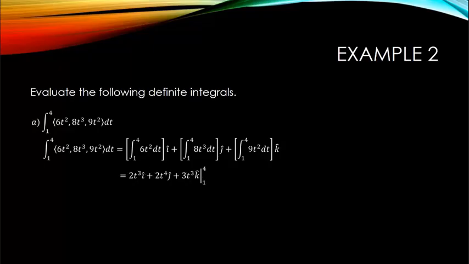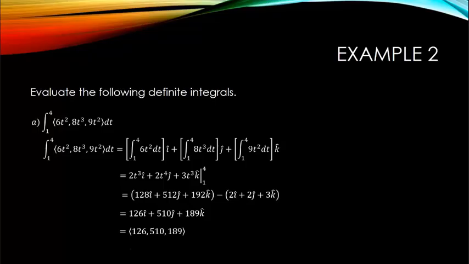Doing that integration piece by piece, I get 2t cubed i hat plus 2t to the 4th j hat plus 3t cubed k hat evaluated from 1 to 4. I plug in the limits of integration. I get 128 i hat plus 512 j hat plus 192 k hat minus the quantity 2 i hat plus 2 j hat plus 3 k hat. I combine like terms and I get the vector 126 i hat plus 510 j hat plus 189 k hat, and in component form gives me the component vector 126, 510, 189.